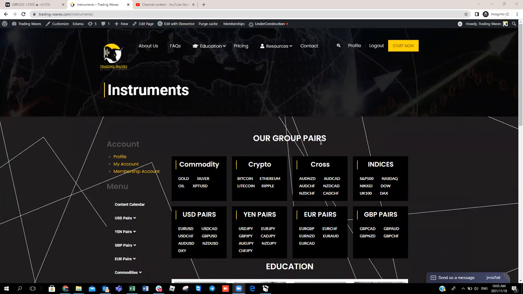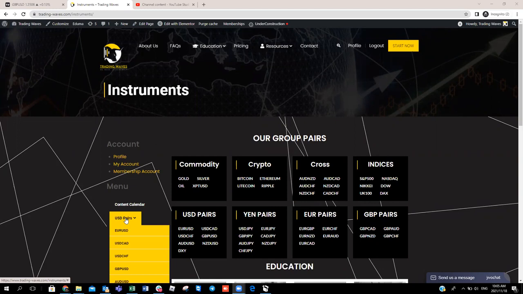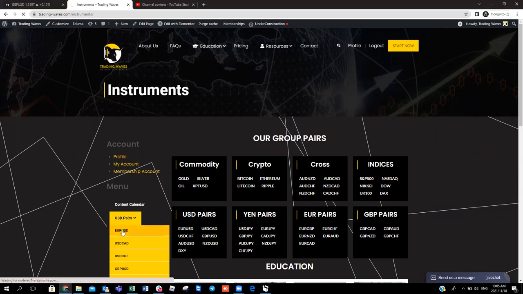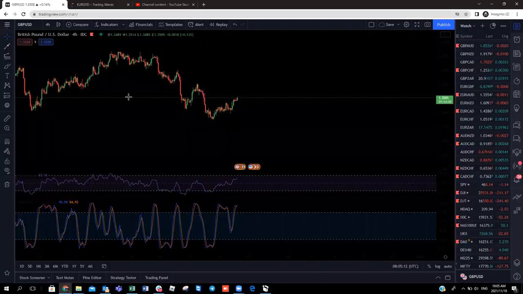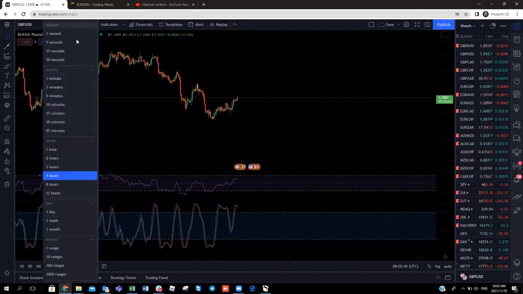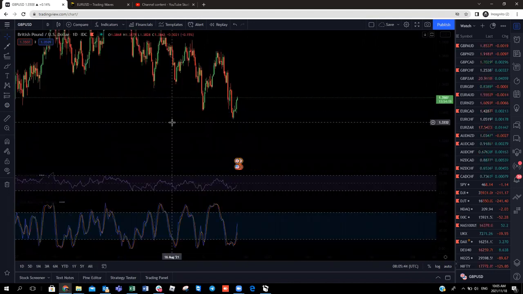Let's go through the pairs in the sequence that they are in as on the website here. We'll start with the US dollar pairs. Let's start with Euro US dollar and the DXY. Euro US dollar, the structure that we've been looking at on the daily does not look like it will play out. Let's have a look at this. We spoke about this one yesterday.